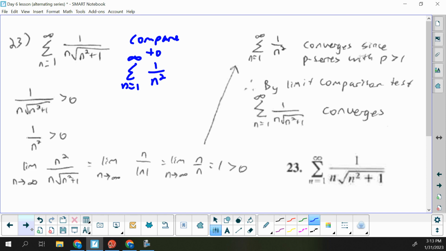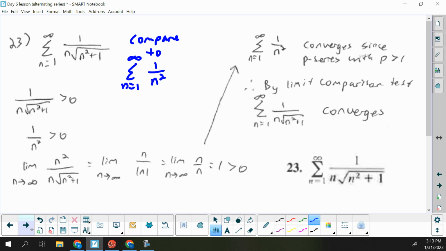For 23, the square root of the n squared part is kind of like an n. So it's like we have an n times an n in the denominator, or an n squared. So we would want to compare with 1 over n squared. When you divide and do your keep change flip, the n squared gets multiplied on top.